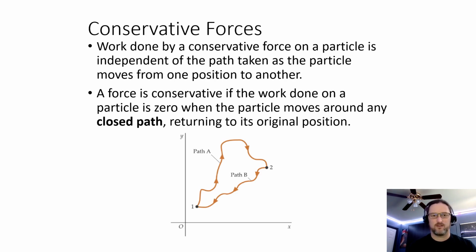Or another way to say it is any conservative force is one where the work done on a particle is zero when it goes around any closed path. So if I start at point 1 and I go on path A around to point 2 and back to point 1 through any path, I get zero total amount of work done by this conservative force. So conservative forces are always defined in terms of the work they do, whether it's path independent and/or the closed path gives you zero. Those are mathematically equivalent. That's all we need to keep track of for those.